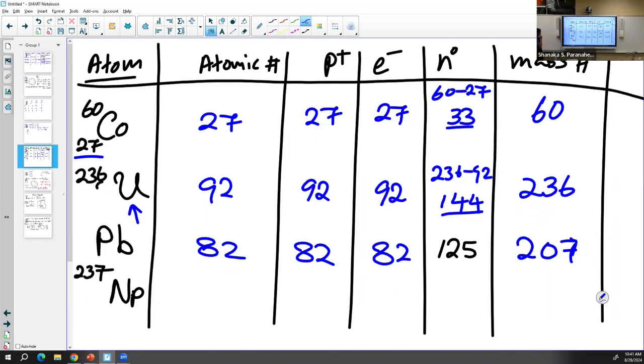The next one is neptunium-237. What is the atomic number for neptunium? 93. So it's right after uranium. So it's 93 protons, 93 electrons, and 144 neutrons again. So the mass number is 237.